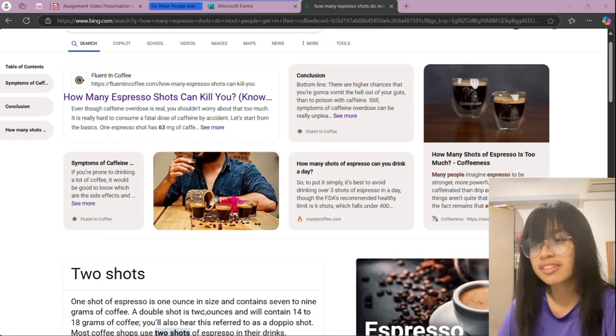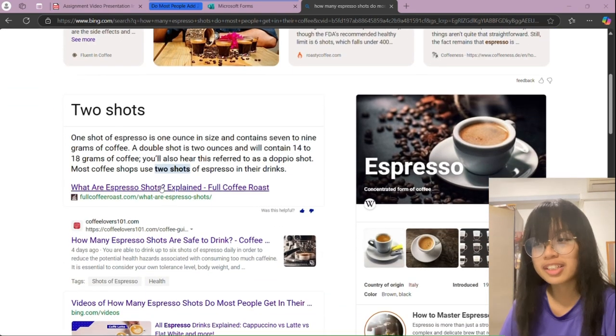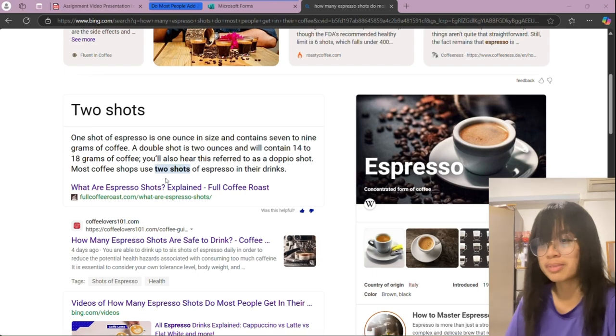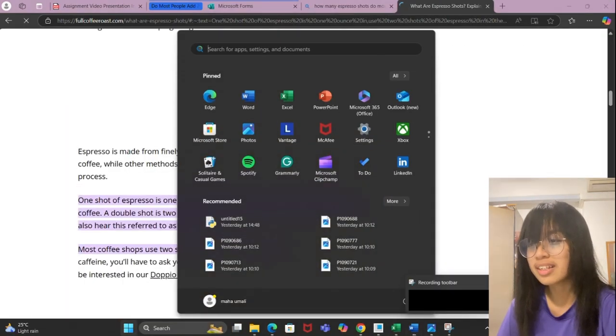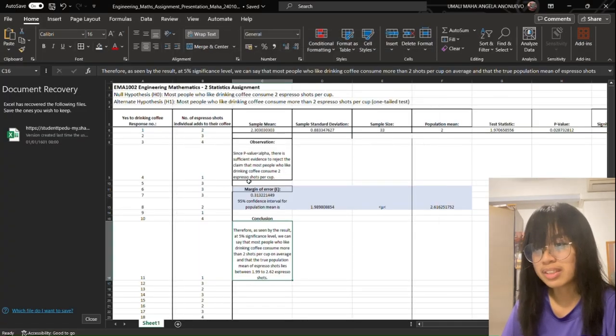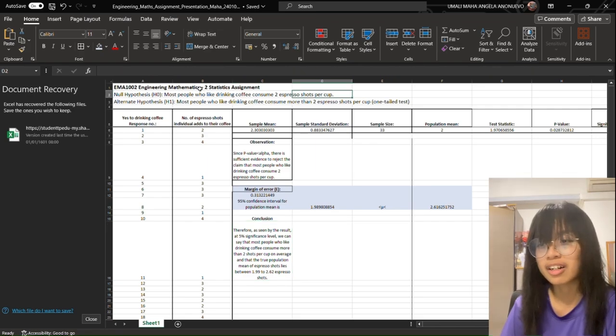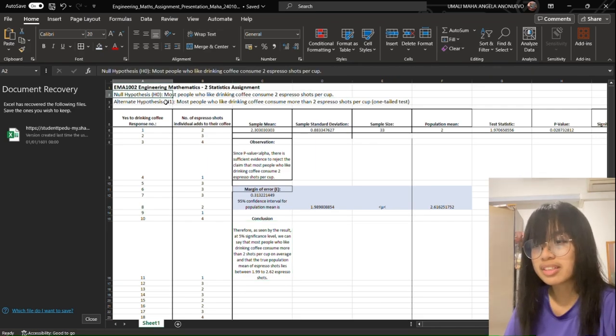Over here in this article, a claim was made that most people who like drinking coffee consume 2 espresso shots per cup on average. Therefore, the next step is to identify the null hypothesis, H0, and the alternative hypothesis, H1. The null hypothesis is the claim that the population mean of espresso shots consumed by people who like coffee is 2. The alternative hypothesis is the claim we make that differs from the null hypothesis.